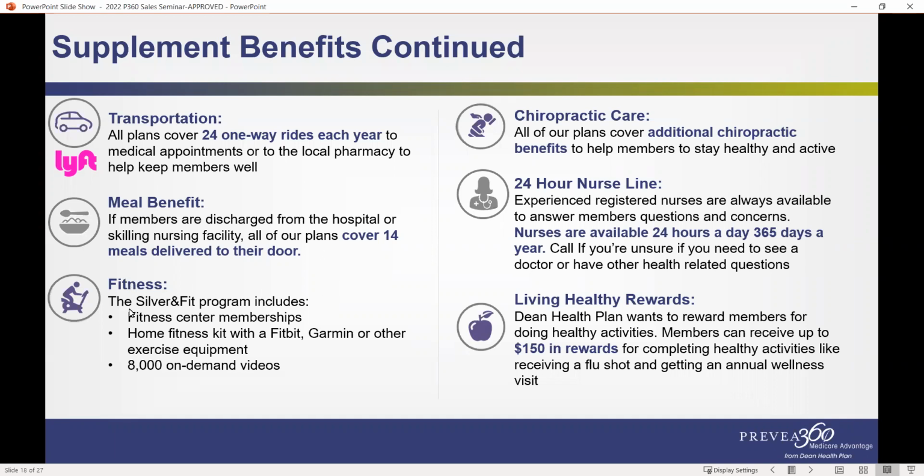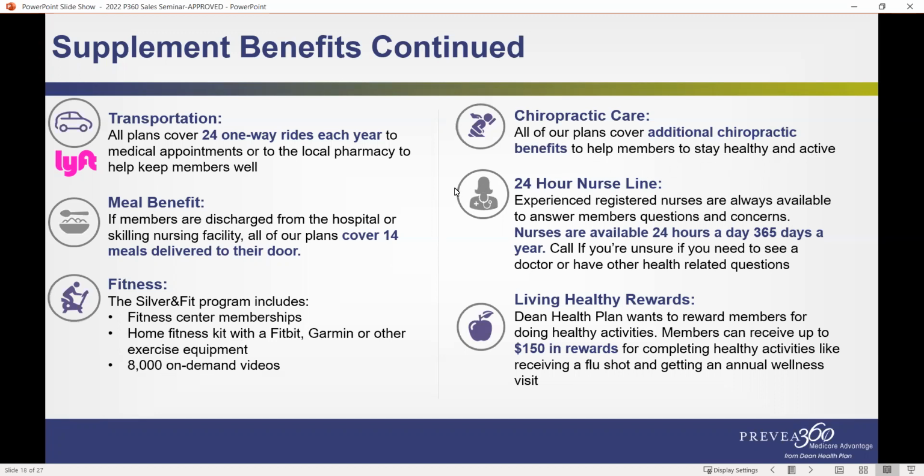The Silver and Fit program includes, as I mentioned, a fitness membership to any of their in-network gyms, a home fitness kit, which can include a Garmin, Fitbit, or other exercise equipment, and 8,000 on-demand videos available on their website, or they have a mobile app as well. Chiropractic care: all of our plans cover additional chiropractic benefits that help members stay well, healthy, and active.